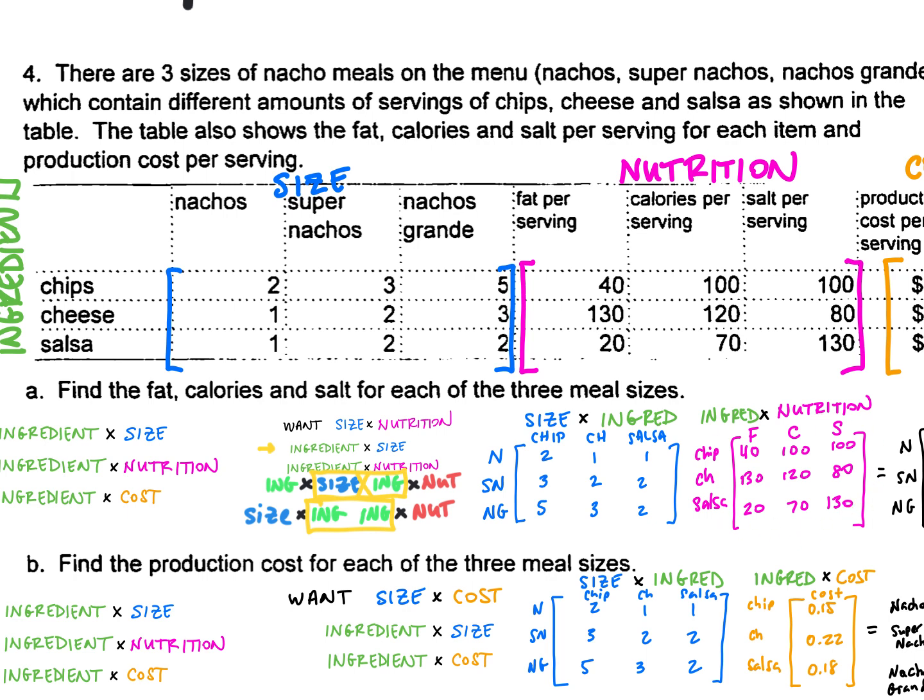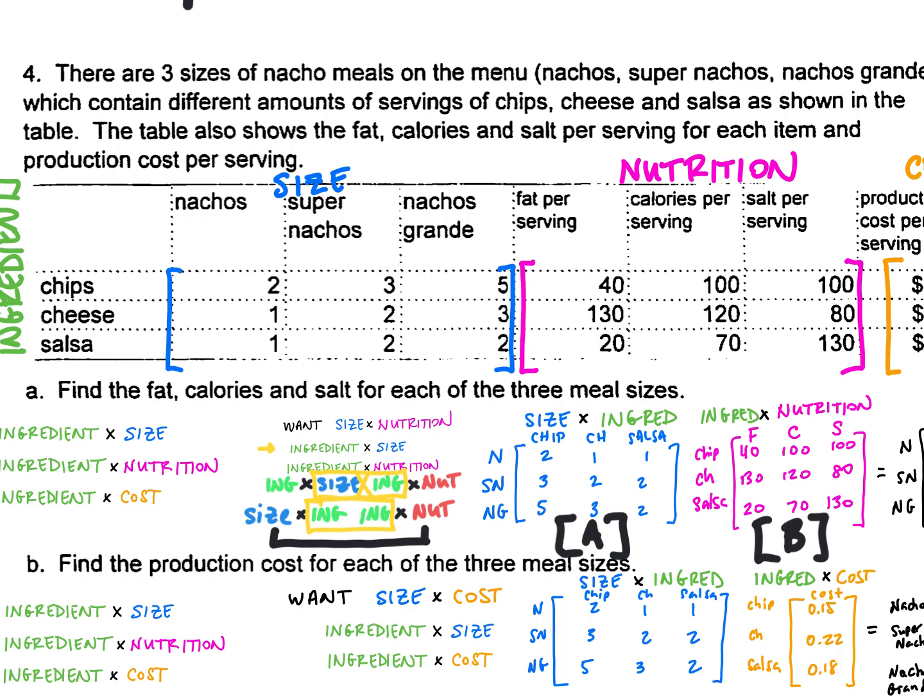Now you're going to go to your calculator. Okay, so we already talked about how we plug these into our calculator. Go ahead and edit matrix A and put this one as matrix B. Once we multiply these 2 together, we know based on matrix multiplication that we're going to be left with the size by the nutrition, which is what we want. So go ahead, pause the video, plug these two into your calculator and do some matrix multiplication.